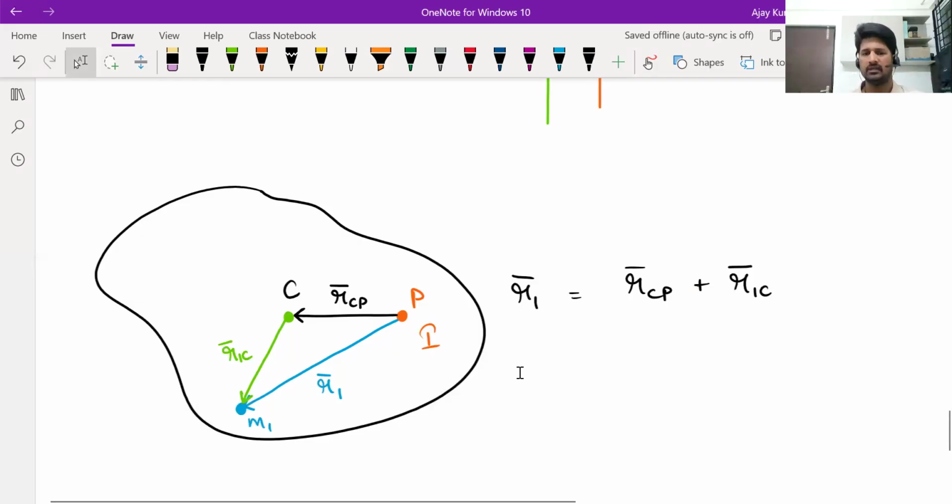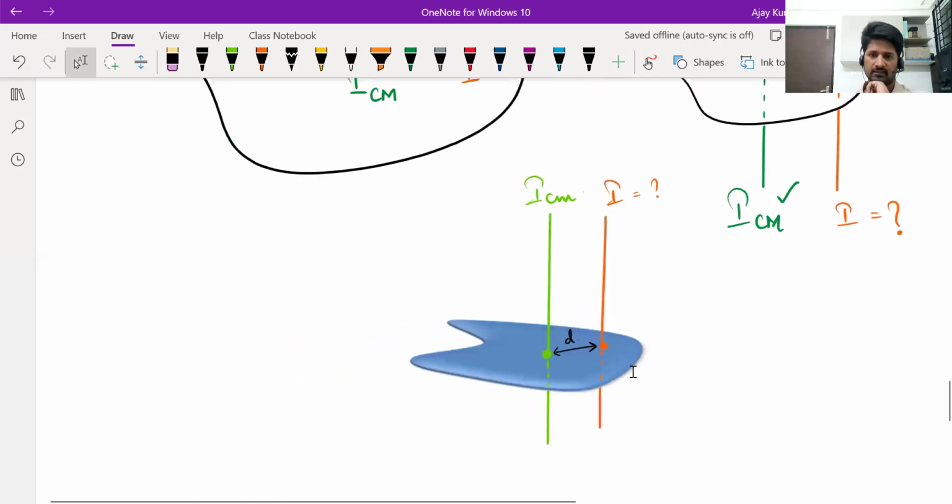Now, why do we care about all this? What we are trying to do is derive the moment of inertia of this system about that orange axis, which is at a distance d from an axis passing through the center of mass. We don't want to use the fundamentals. We don't want to integrate. We are using some new technique.